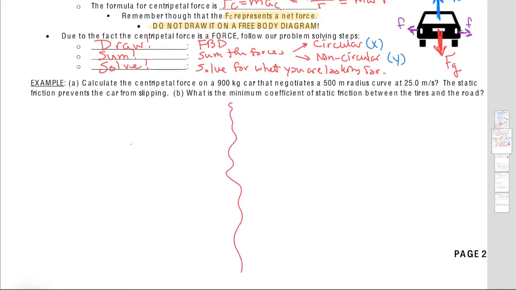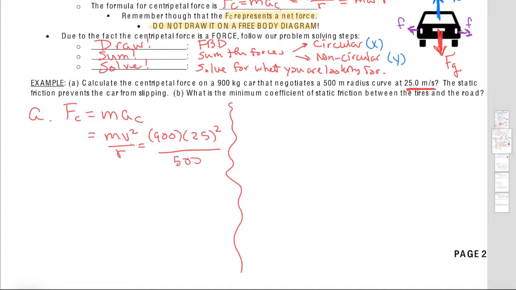Okay, so let's look at part A. We're just going to use our basic ΣF_c equals m a_c. Because we have a linear speed, the 25 meters per second, we're going to use mv squared over r. So we're just going to plug in numbers: m, 900 kilograms, times v squared, 25 squared, over 500.